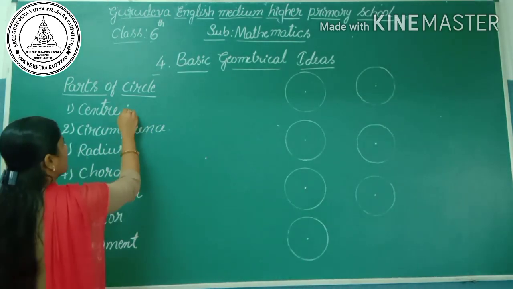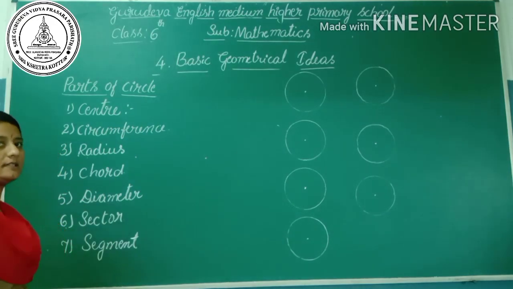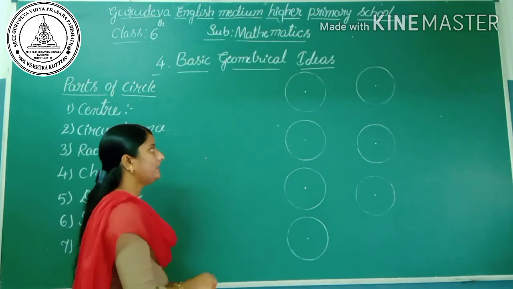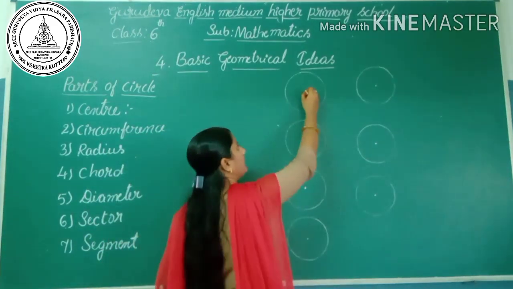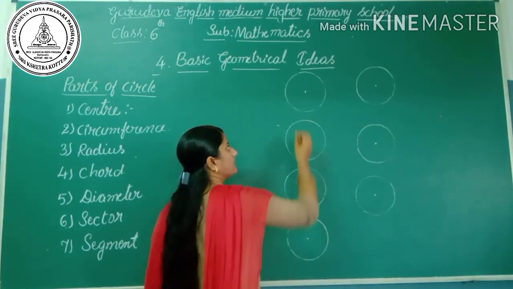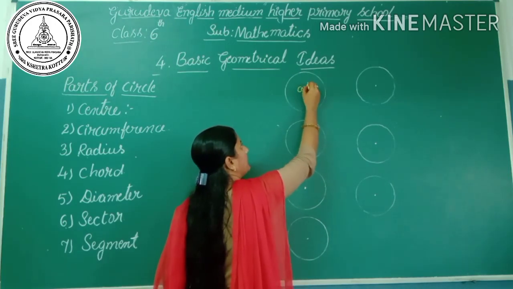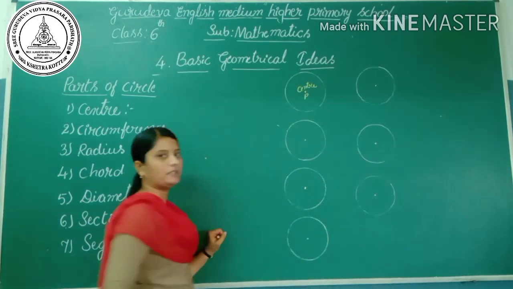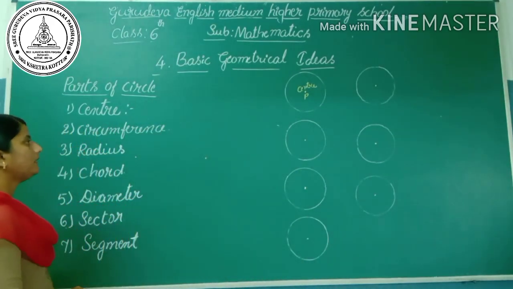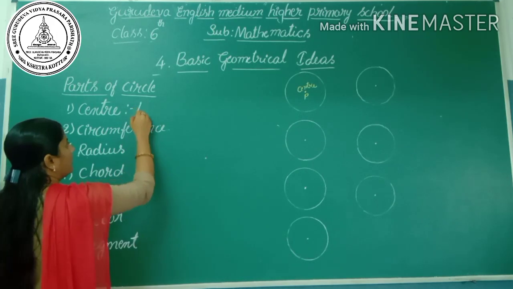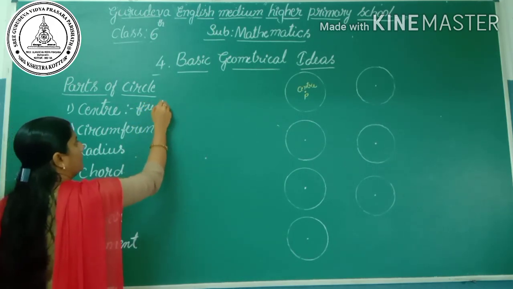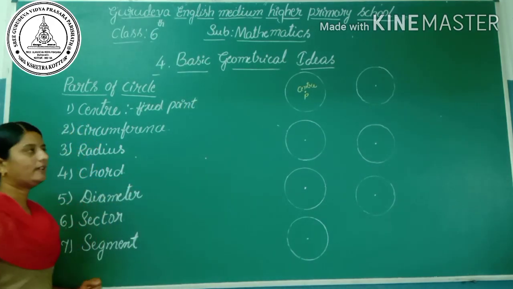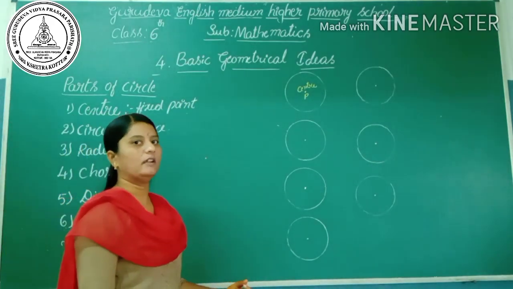The first one is center. Yes. What do you mean by the center? The fixed point of a circle is called the center of a circle. So here it is the fixed point of a circle. So it is the center of a circle. We denote it by the capital letter P. Yes, what do you mean by the center? So it is the fixed point of a circle. The fixed point of a circle is called the center of a circle, right?